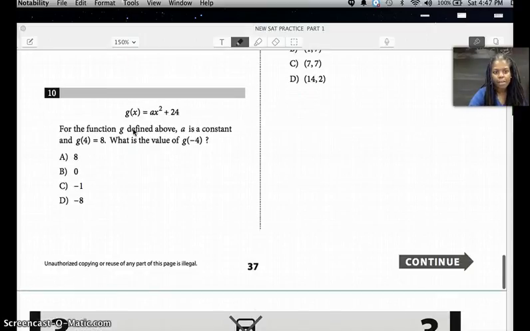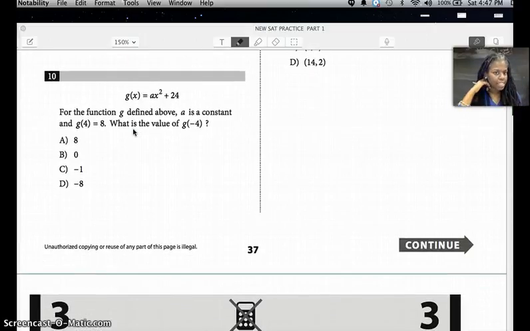All right, number 10. As we look at number 10, it says the function g defined above, a is a constant. So a just means it's a number, it's not a variable, it's a number. And g of 4 is equal to 8. What is the value of g of negative 4? So this is kind of weird.